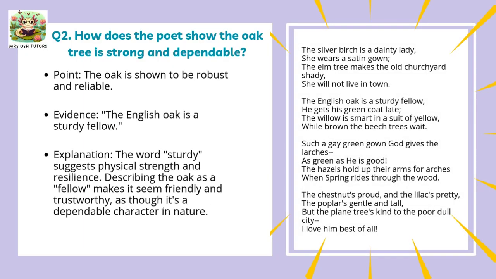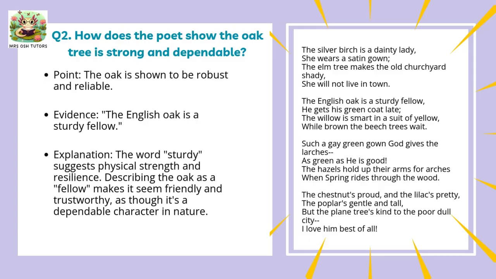So my point is the oak is shown to be robust and reliable. What I haven't done is just repeat the words used in the question, because that doesn't show that I understand what they mean. So I have used a synonym for strong, robust, and I've used a synonym for dependable, reliable, because this shows that I understand what the question has asked me.